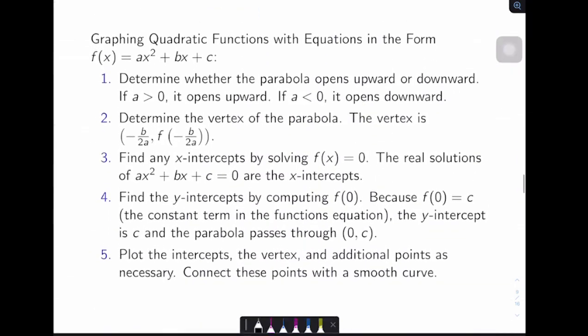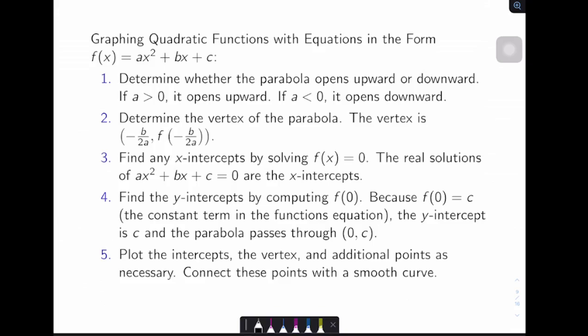Oh, never mind. Let's read a bunch more words. Okay, so to graph something in this form, once again, determine your a. If your a is positive, it'll open upwards. If your a is negative, it'll open downwards. Determine the vertex from the formula that we got earlier in the previous slide.